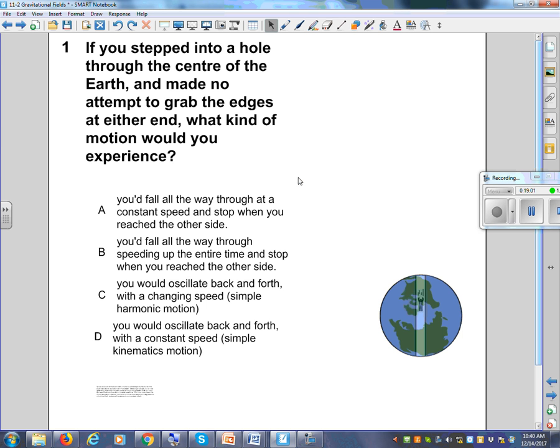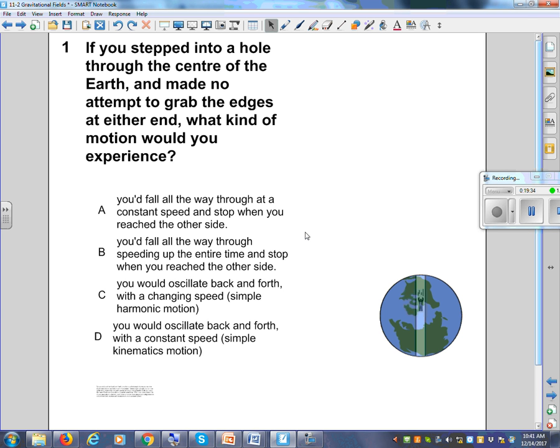If you stepped into a hole through the center of the Earth and made no attempt to grab the edges at either end, what kind of motion would you experience? Would you fall all the way through at a constant speed and stop when you reach the other side? Would you fall all the way through, speeding up the entire time and stop when you reach the other side? Would you oscillate back and forth, to oscillate meaning to go back and forth, with a changing speed, simple harmonic motion? Or would you oscillate back and forth with a constant speed, simple kinematics motion? Is it A, B, C, or D?